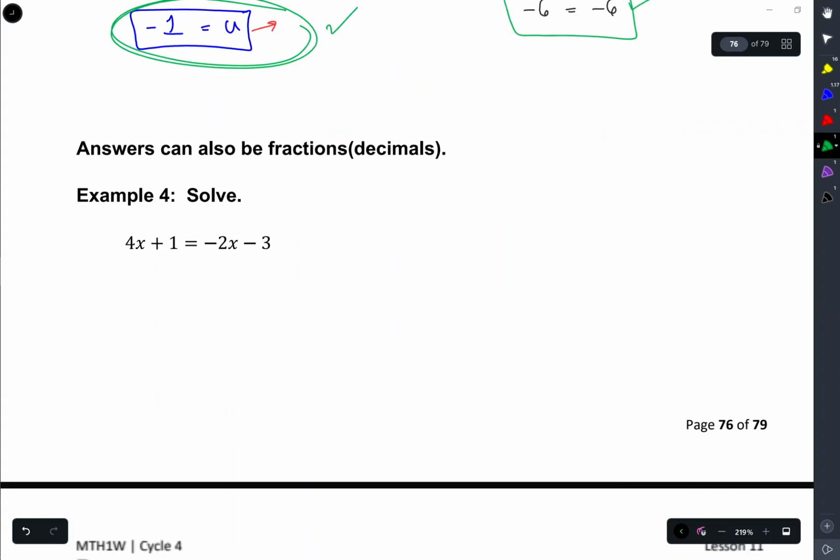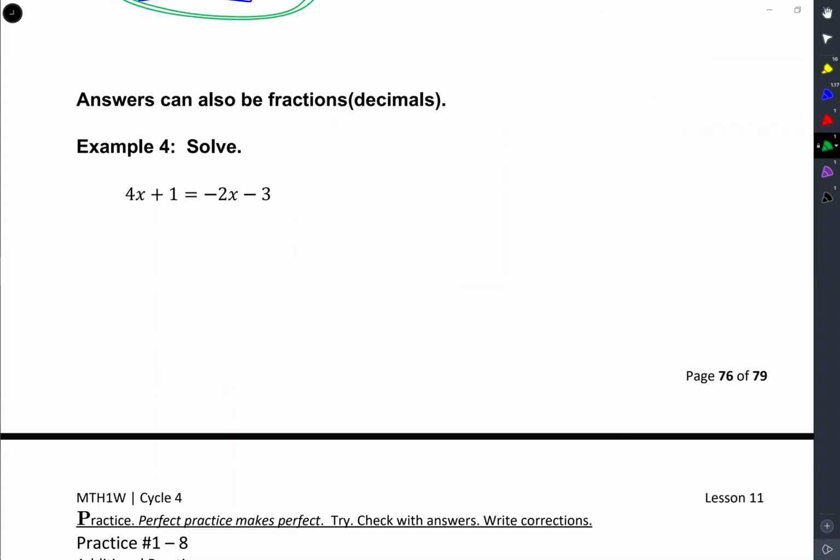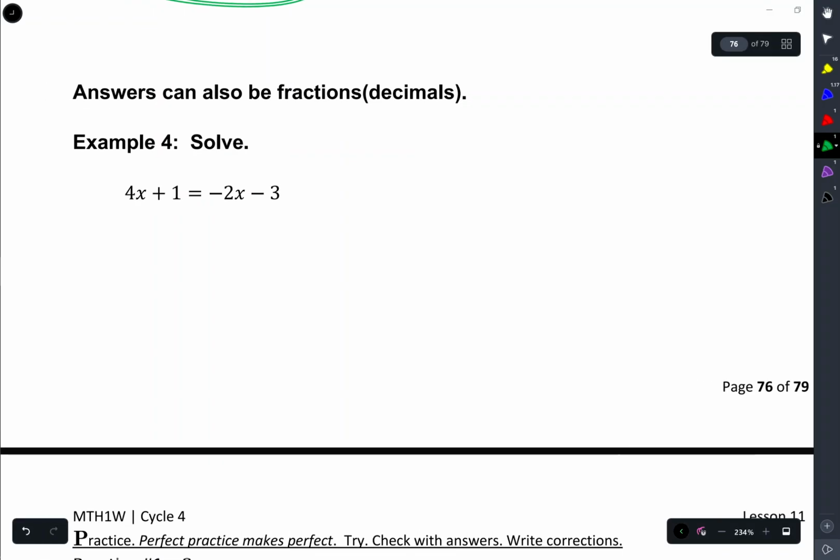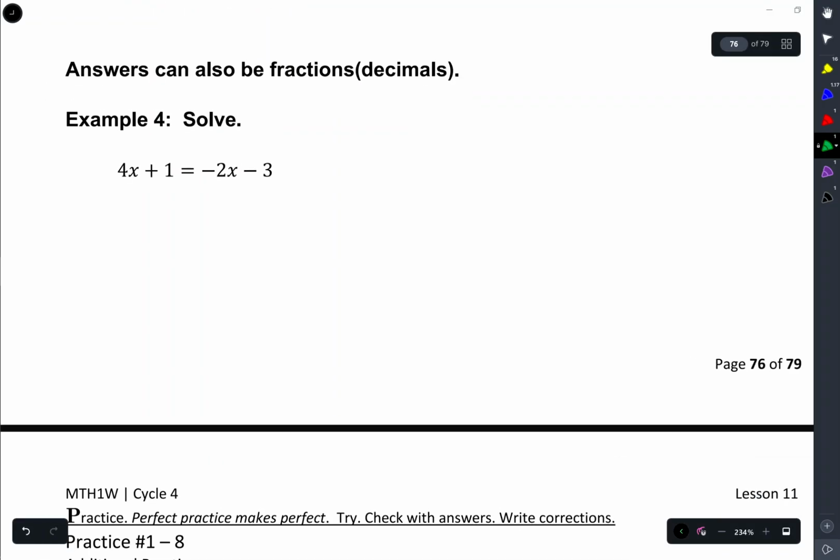Up next is just maybe a reminder that your solutions can sometimes be fractions or decimals. They can just be numbers that are not whole numbers, integers, things like that. It doesn't change anything, okay? Don't let it throw you off if you see a decimal or a fraction. That's just the way that it is. Again, we're going to solve it. We're going to check it. Equal signs in a column.